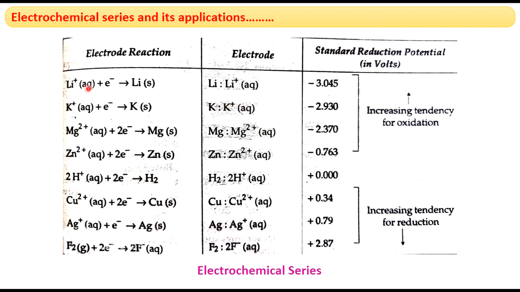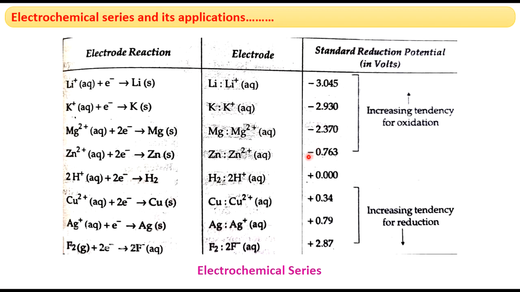We can take lithium, potassium, magnesium and zinc. These are above hydrogen, so these can be reduced with the most difficulty, and their SRP values are negative. You can see here minus 3.045 for lithium, then minus 2.9 for potassium, then for magnesium minus 2.3, minus 0.7 for zinc, like this. So these are the better anodes. Lithium has the least SRP value, so it acts as a strong reducing agent.